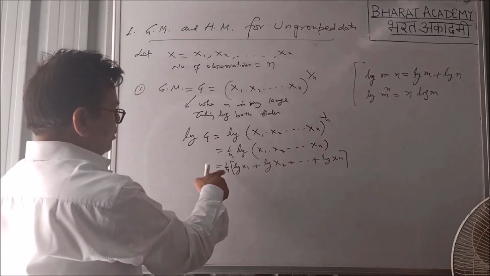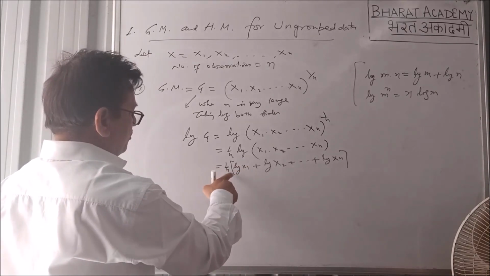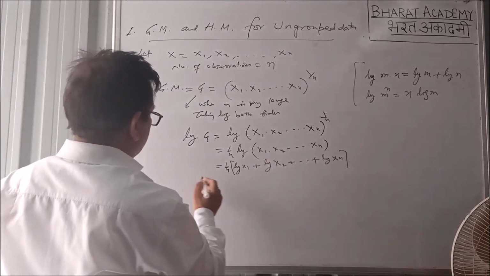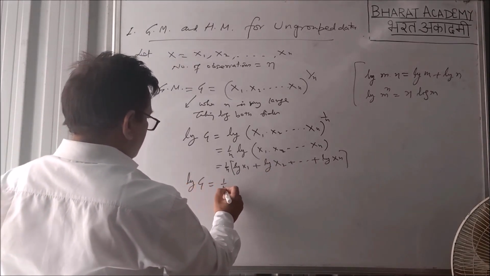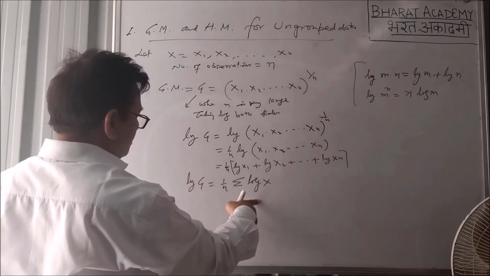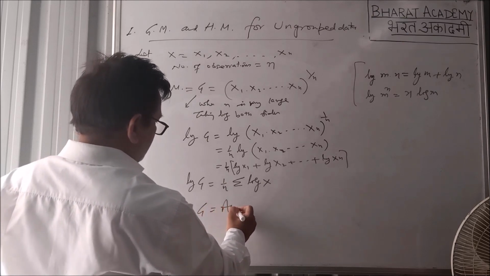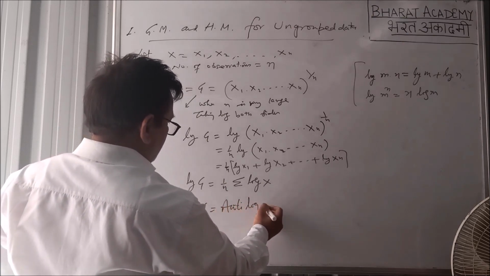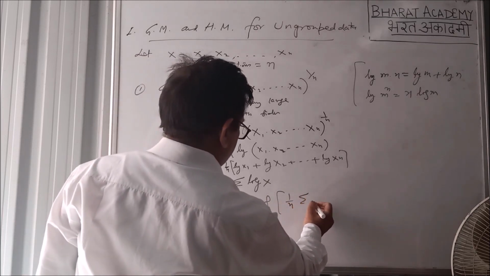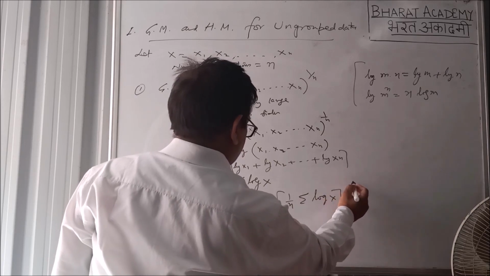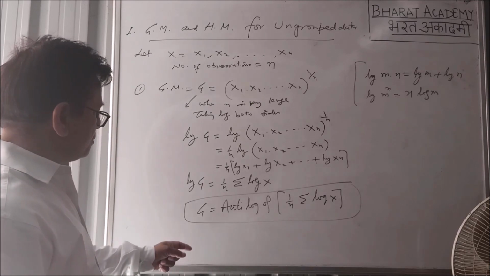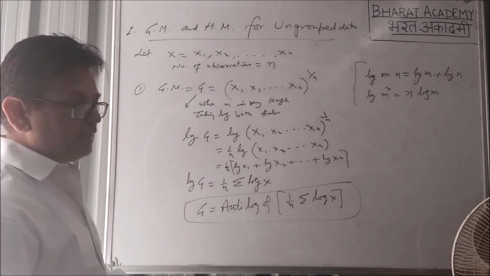This becomes 1 upon n log of x1 plus log of x2 up to log of xn. This is log g equal to 1 upon n summation log x. If log g is equal to this, then g is equal to anti-log of 1 upon n summation of log x. This is the formula to be used to compute geometric mean when n is very large.